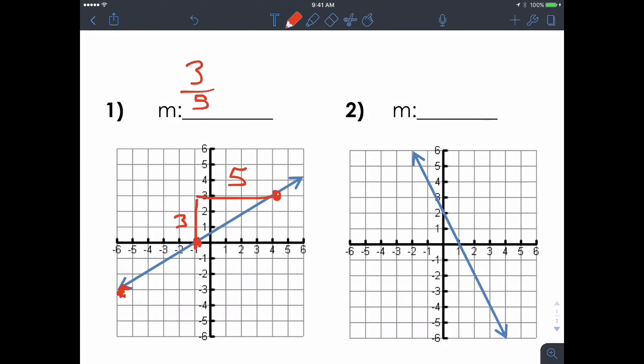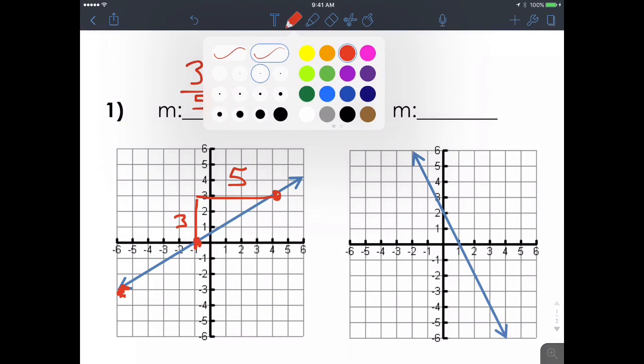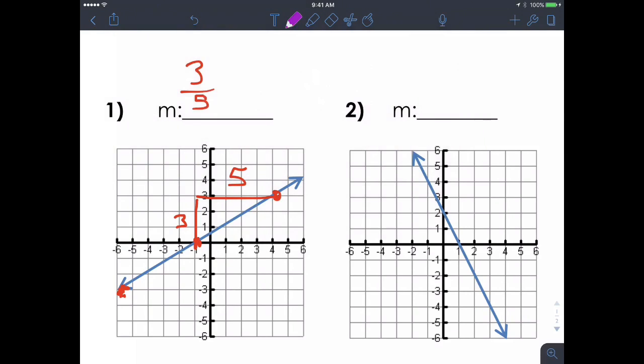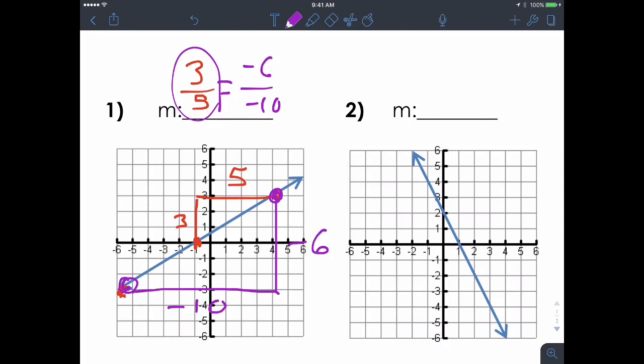Okay, now if you picked different points, you should still be able to get the same thing, and I'm just going to show you what that looks like. So say that I went from this one to this one, okay? So if I start with the higher one, I'd have to go down, all right? If I go down, that's negative. How much specifically? -6. And if I go to the left, that's going to be also negative. This one would be -10. So then I'd get -6 over -10, which is still equal to 3 over 5. So the actual answer is 3 over 5. All right, go ahead and try the next one.